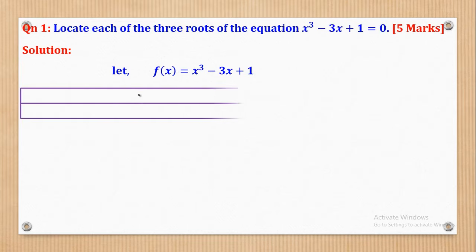So next we shall tabulate our values. So tabulating, we shall tabulate values from -3. How do you know which value to start with and which value to end? We shall come to that.